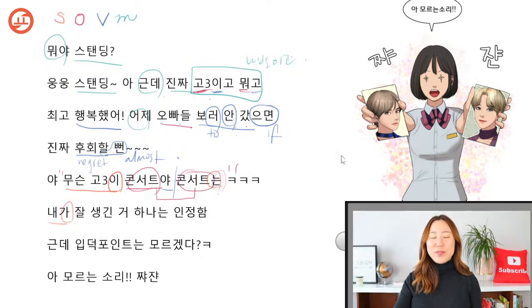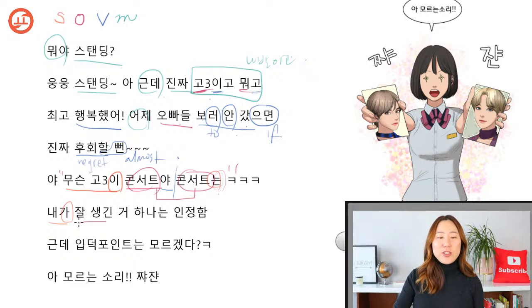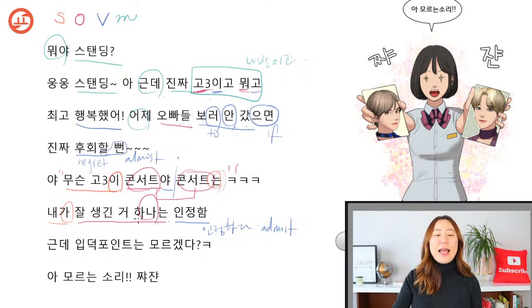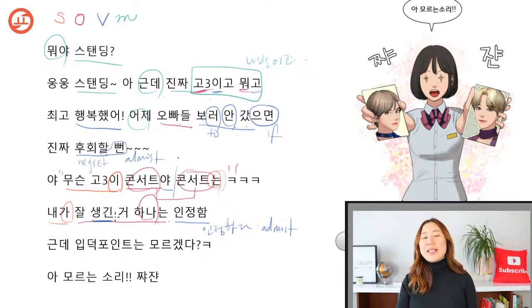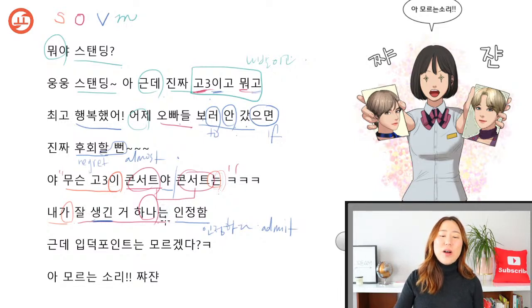잘생긴 거 하나는. Okay? So this is actually object that I admit. 인정하다 is a verb. 인정하다. Admit. I admit one thing. That they are 잘생기다. This means what? Handsome. I admit one thing. That they're handsome. Okay? So this is like a comparison particle in that case, right?